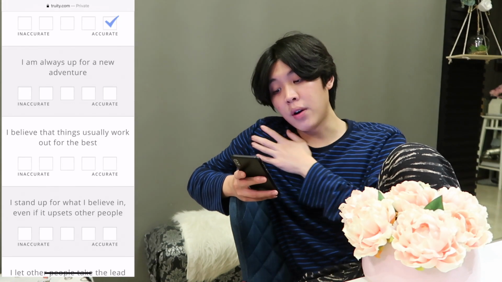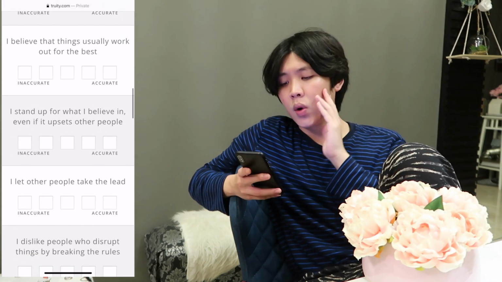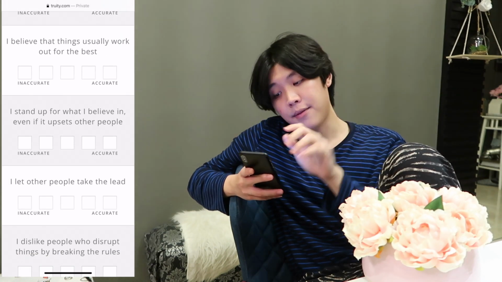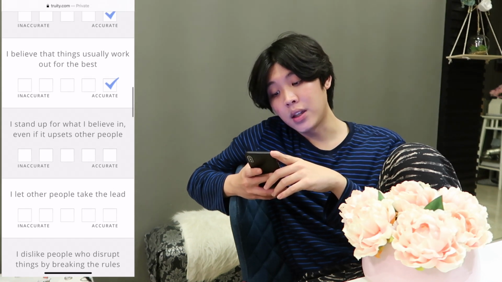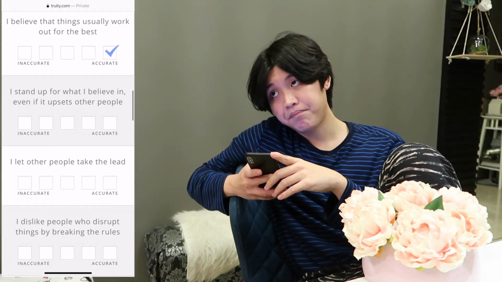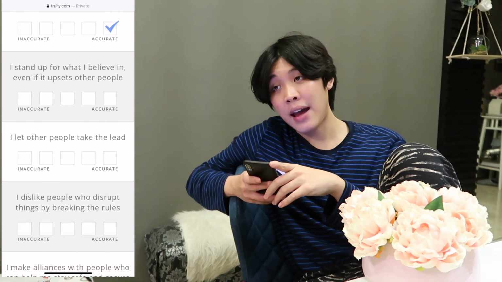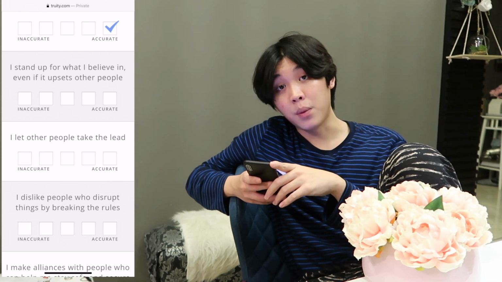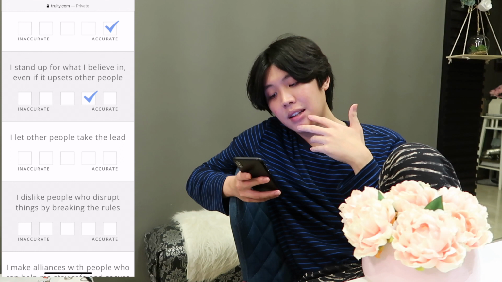I'm always up for a new adventure. Yep, pretty much. I believe that things usually work out for the best. Yeah, everything happens for a reason. I stand up for what I believe in, even if it upsets other people. I often don't air out my opinions unless the situation that I'm in is really crucial for me to. So slightly accurate. I let other people take the lead.